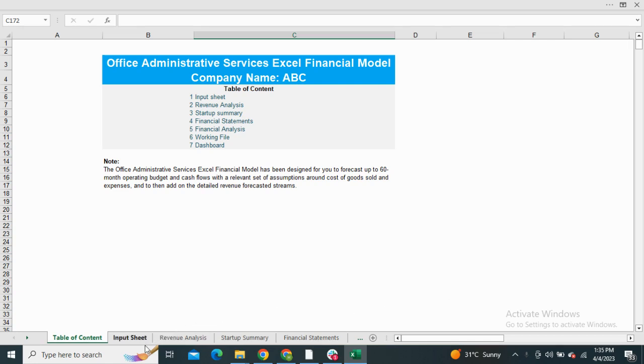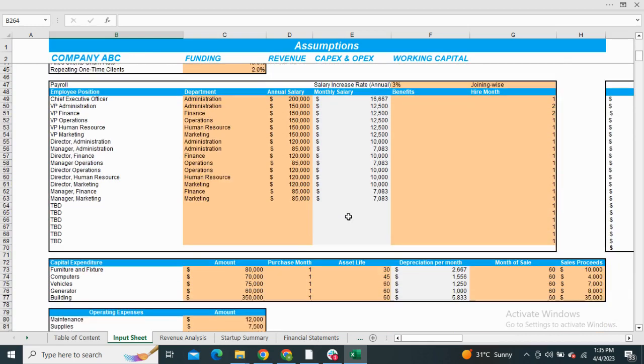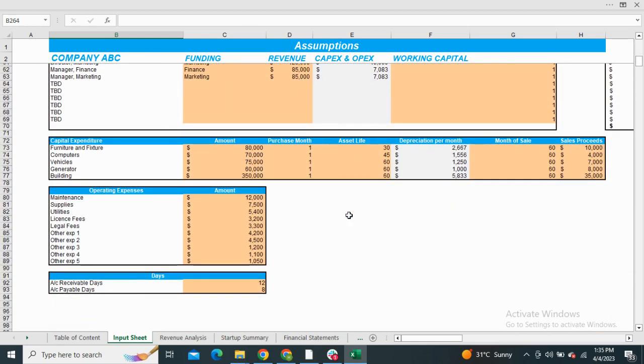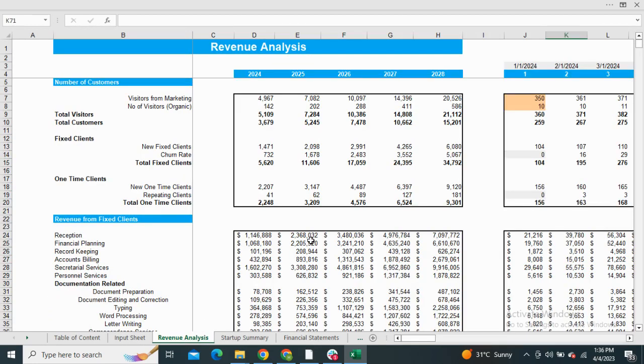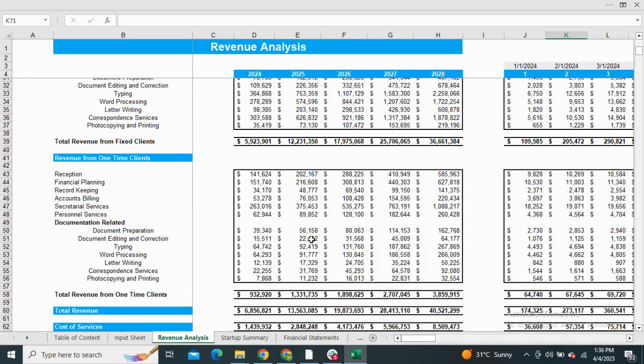Starting with the input sheet, it includes the assumptions for the capital structure, the services, their segmentation and pricing, the payroll assumptions, capital expenditure, operating expenditure, and the receivable and payable days assumption. Moving on to the revenue analysis sheet, it includes the total number of customers, the customers as a fixed client and the one-time client, the revenue generated from each of these customers, and the cost of services.